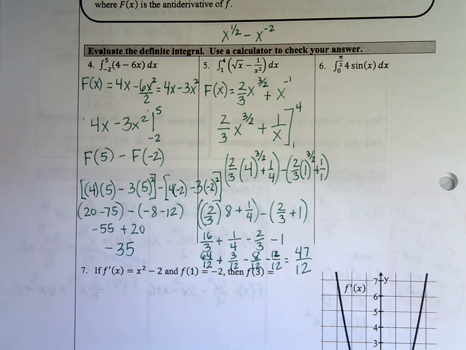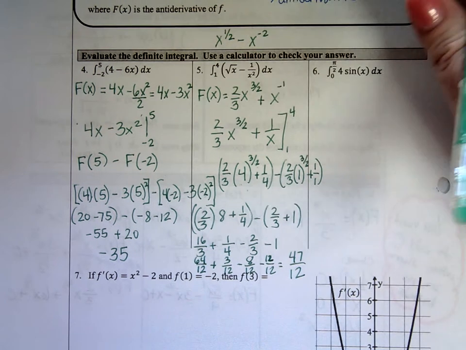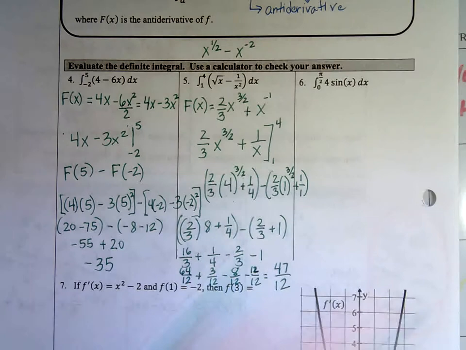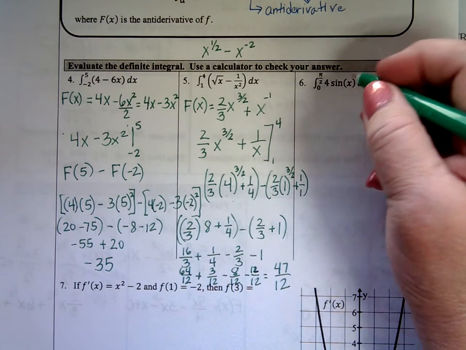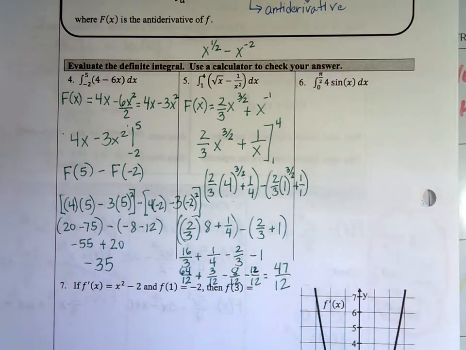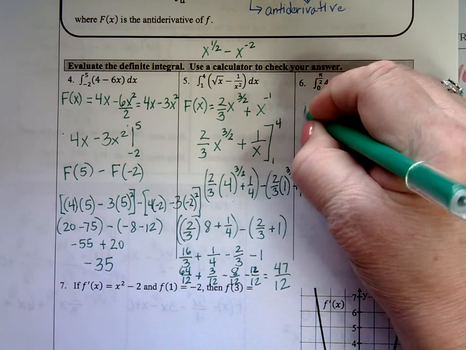Believe it or not, the trig one that comes next is not as much work as some of the others. You just need to remember your unit circle. So I don't know how that's going to fly with you, but let's see. I have a 4. The 4 is a constant in front. And if you remember from the section we did on the properties of integrals, you're allowed to pull that out. So just keep the 4 outside.